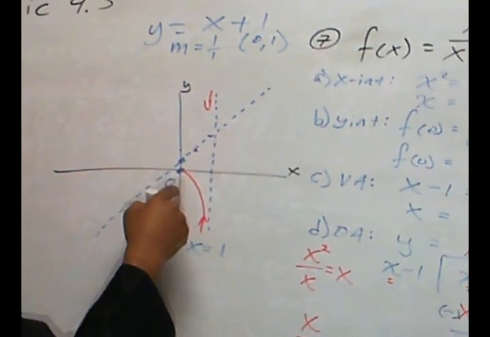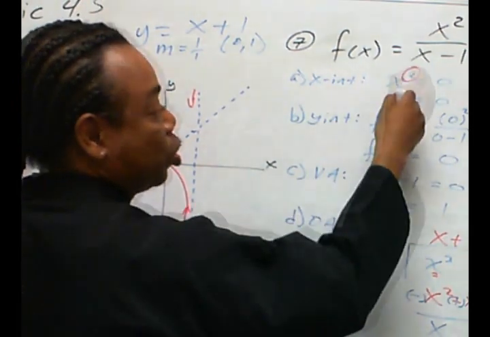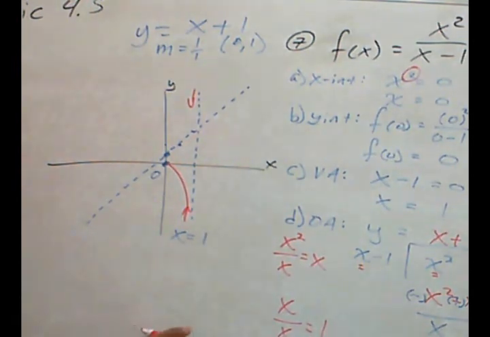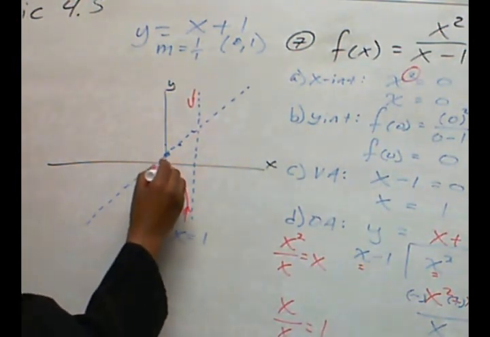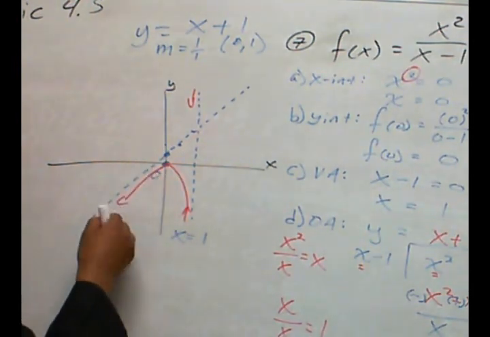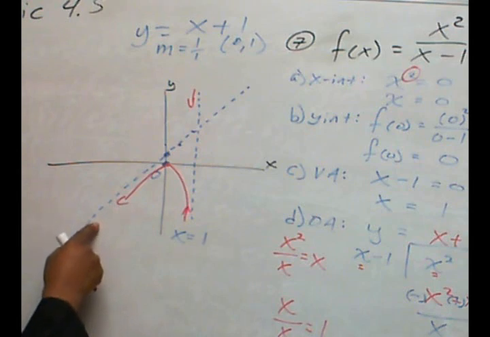And once we're there to the intercept, we notice that there's a multiplicity 2 on that intercept. So we're going to get a bounce. So it's not going to go through. And then it just follows this asymptote getting closer and closer.